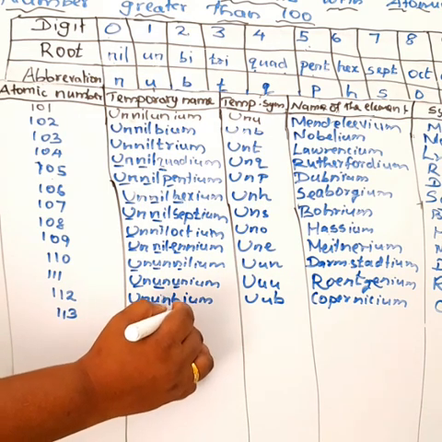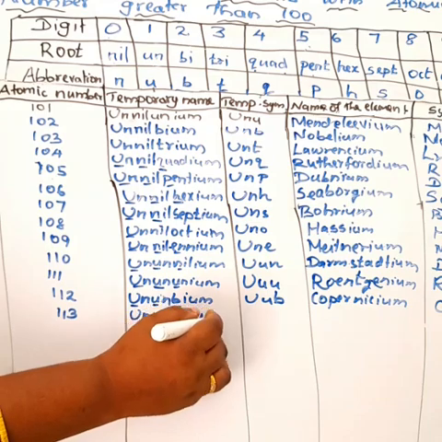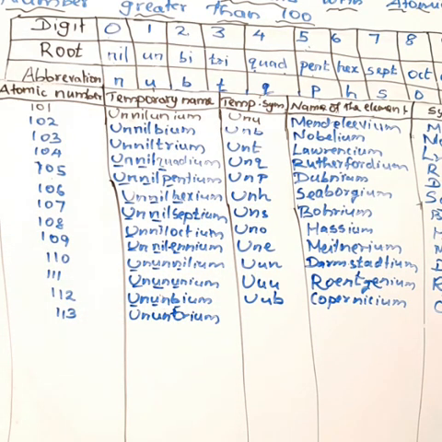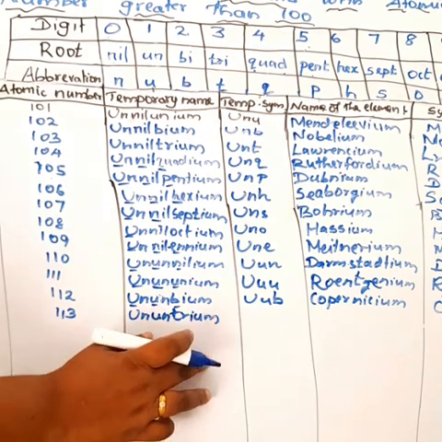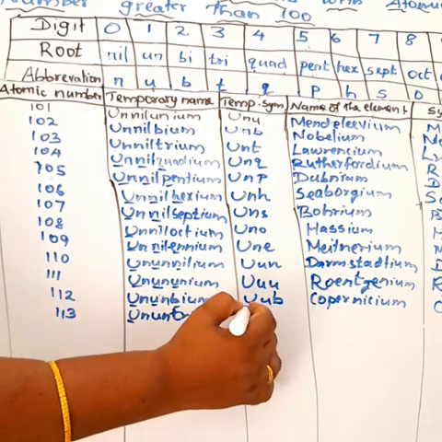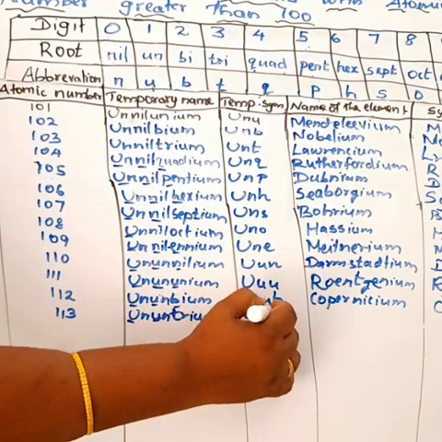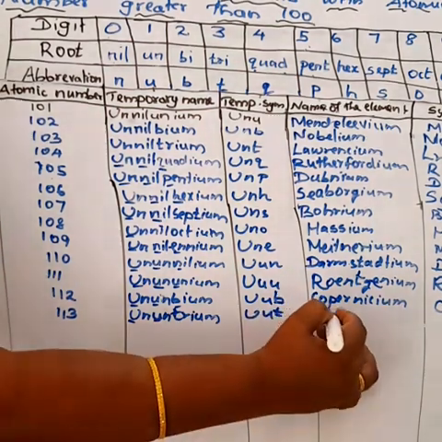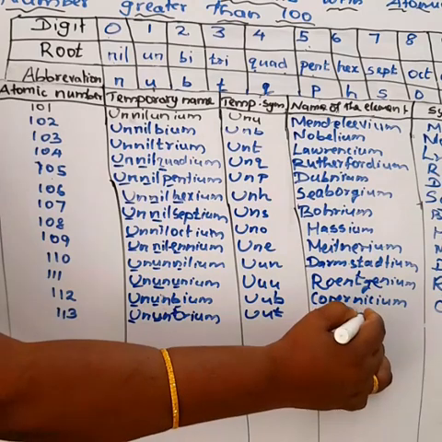So what is the numerical root? Tri. What is the numerical root for 3? Tri. And ium is the suffix. Here the i of the tri we can remove. Okay, what is the temporary symbol? U for un, again U for un, and T for tri. Okay, what is the name of the element? Nihonium. 113 element nihonium, symbol Nh.